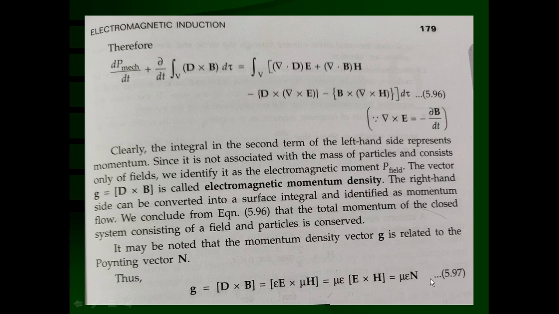That is equation 5.97. So this way, in this topic we have studied about the electromagnetic energy, and the electromagnetic field also contains momentum. Those two topics we have studied in this particular chapter, and this way we are completing chapter 5. Next time we are starting with the next chapter, electromagnetic waves.